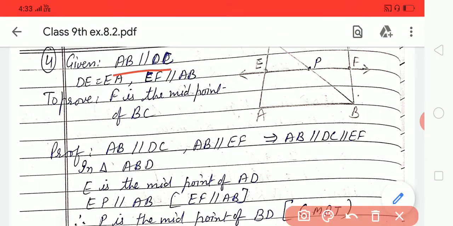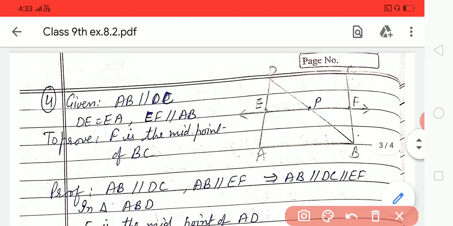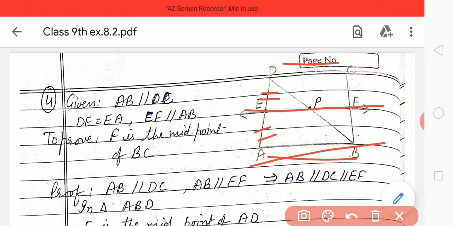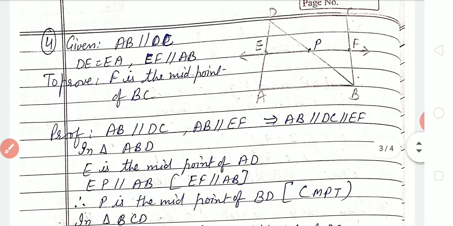Here you are given AB is parallel to DC, AB and DC are parallel, and you are given DE and EA are equal, and EF is parallel to AB, right? And we need to prove that F is the midpoint of BC. Ultimately we want to show that FC is equal to BF, right? Now come to the proof.